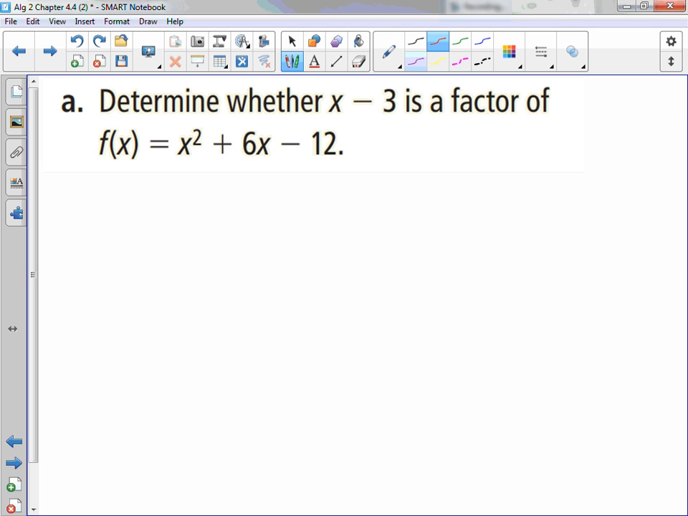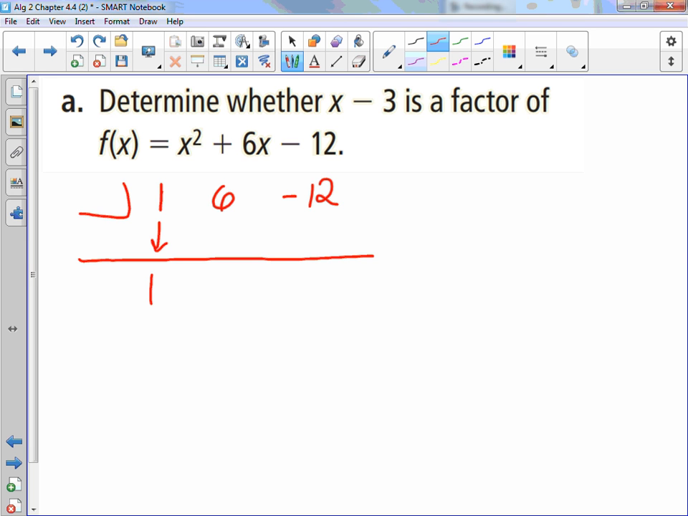Let's look at another one of these. Determine whether x minus 3 is a factor of f of x equals x squared plus 6x minus 12. Now, are there any questions on any of these that we've done so far? So we can do synthetic division again. The numbers are going across the top, so x squared plus 6x minus 12. Well, we would have 1 for x squared, 6 for x, and negative 12. And I'll go on and we can drop the 1.